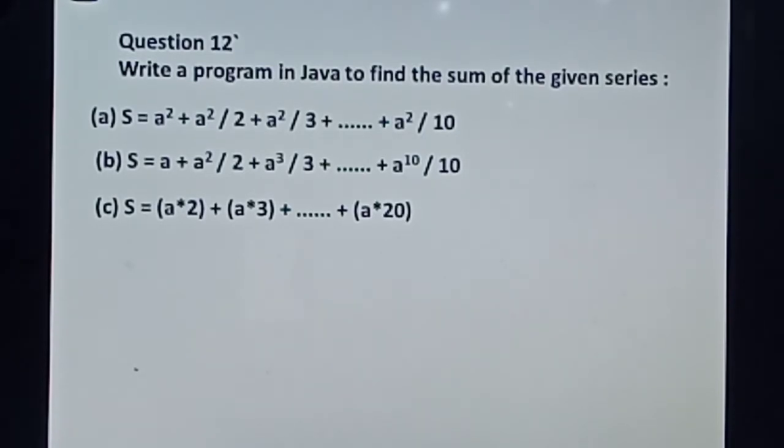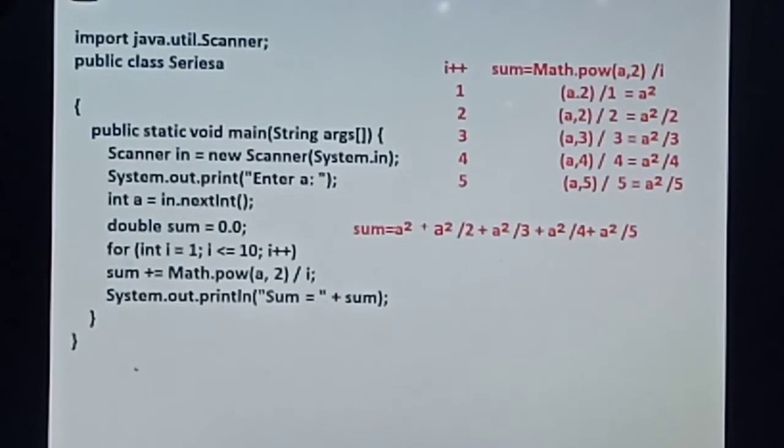Now we can see the program. Here we are taking the Scanner class, and our class name is SeriesA. Open the curly bracket, write the main function, public static void main String, then for input use the Scanner class. Then print "Enter a" using System.out.print, then int a equal to in.nextInt.